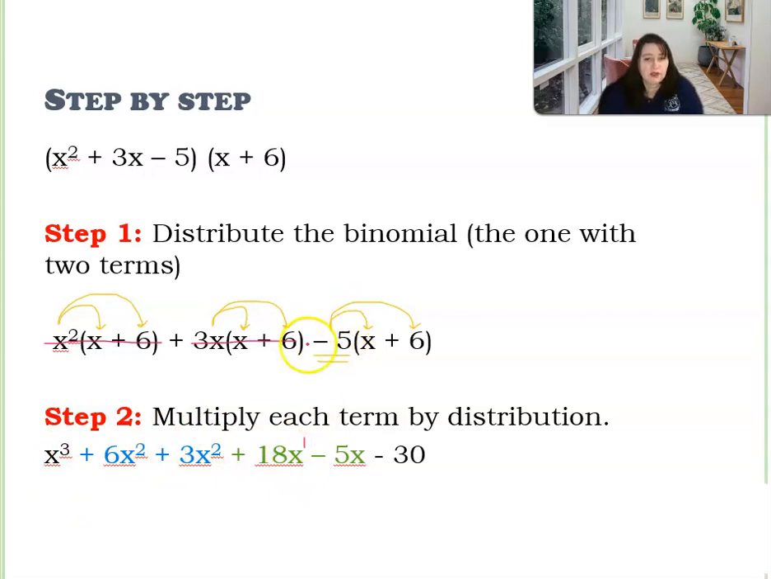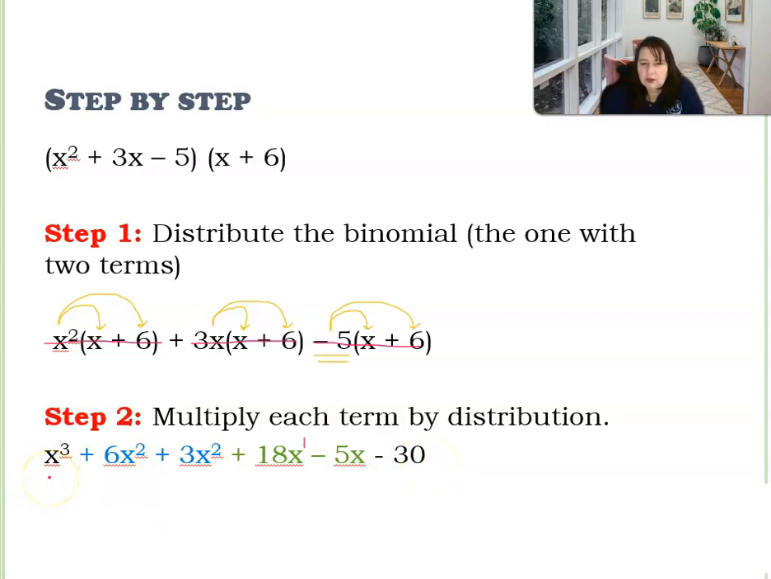And now the last one I'm going to do is -5 times x, which gives me -5x, and -5 times positive 6, which gives me -30. Again, I'm done, and I end up with a 1 and a 0. X to the 0 power is just 1. Anything to the 0 power is just 1.